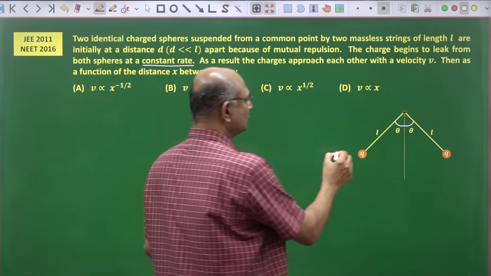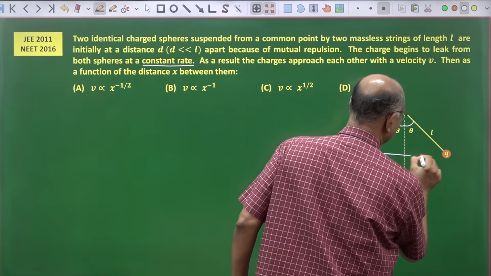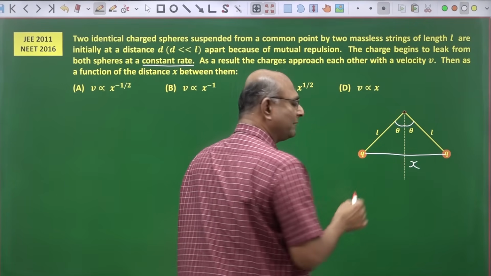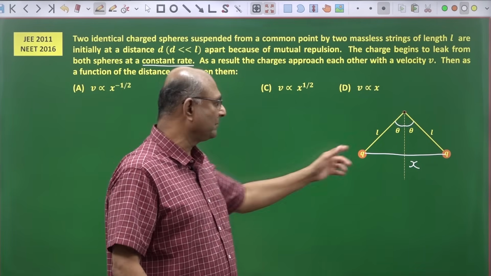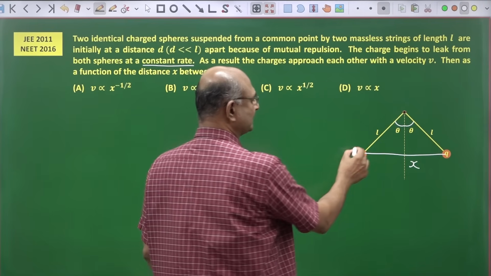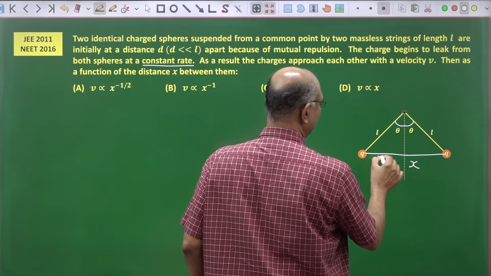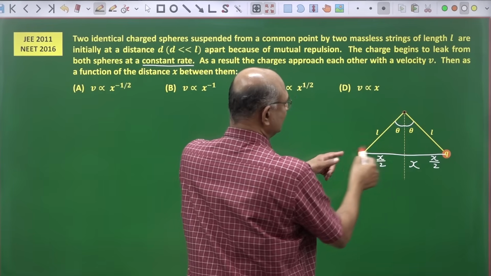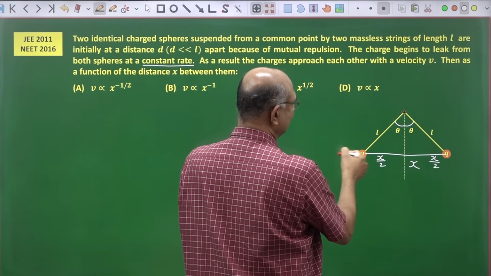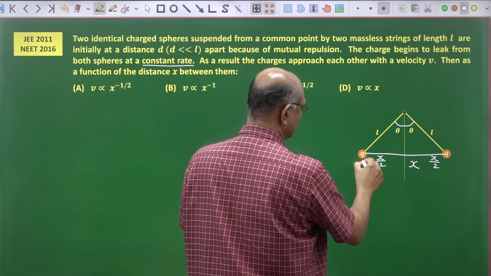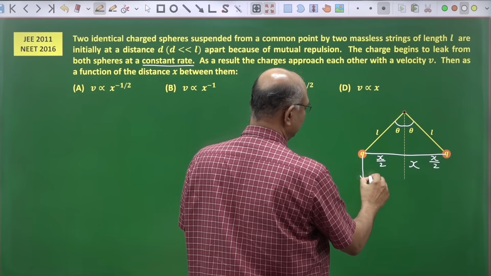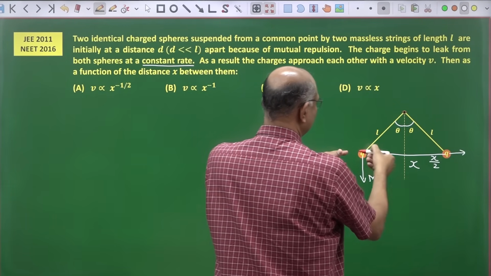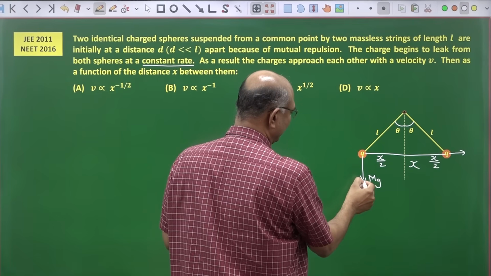That is the question. So let us say at any given time t, the distance between them is x. So v will basically be dx by dt, right? So this will be x by 2, that will be x by 2. Now this charge is going to push this charge like that, and there's going to be an mg force down, right? Gravitational force mg. And so this is going to push that, instead of drawing it there, I'm going to draw it here.